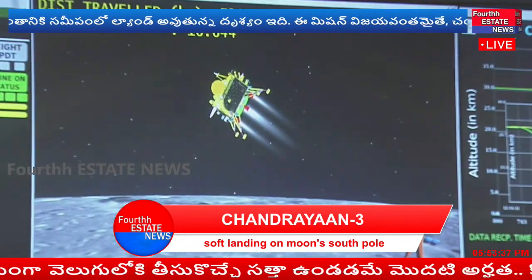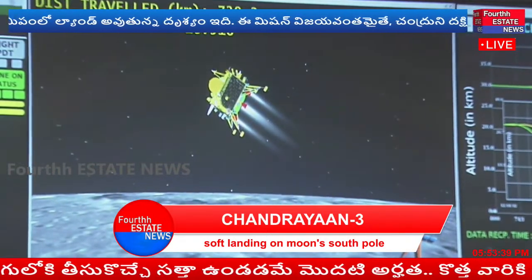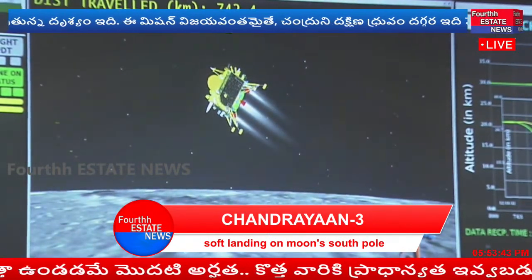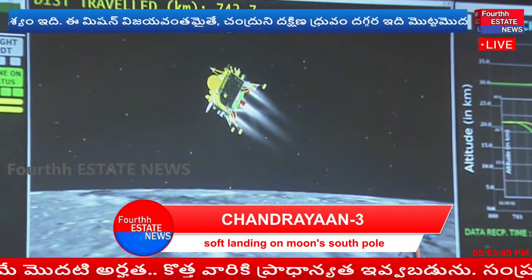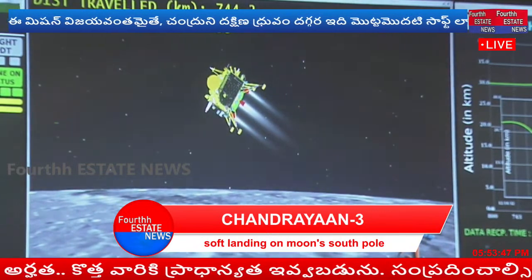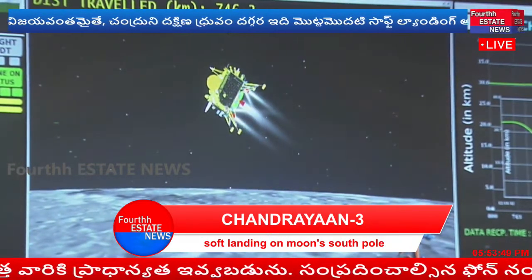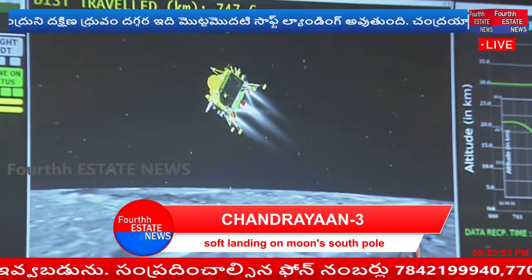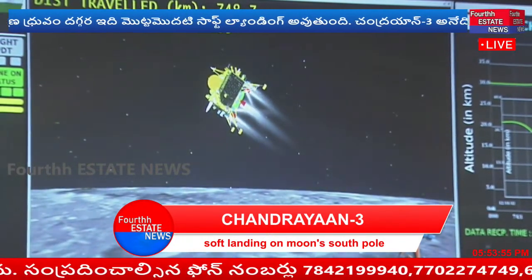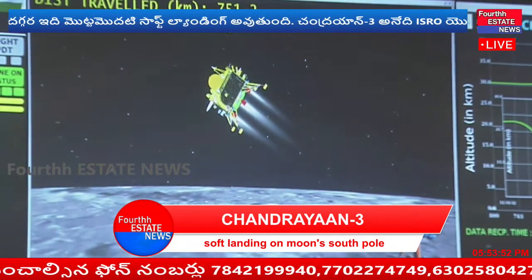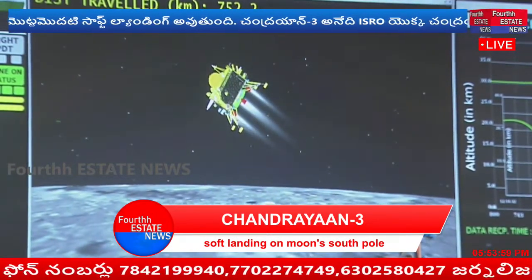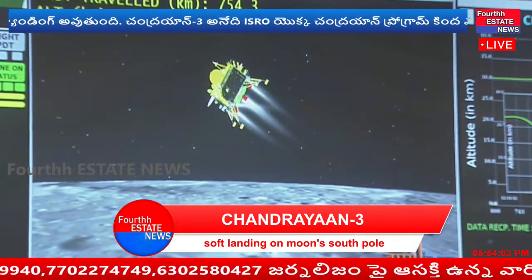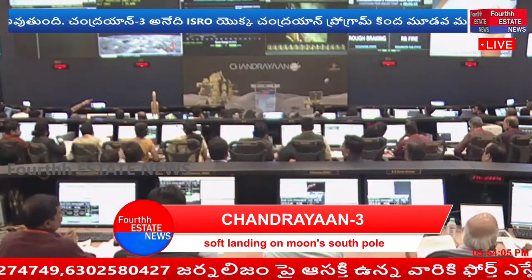where we will be expecting sensor update from the laser and car band altimeters. We can see the visualization of the lander module moving towards the moon's surface. The current altitude is nearly 15.2 kilometers, and the distance traveled is 754 kilometers. We can also see the image that the lander imager camera has been providing.